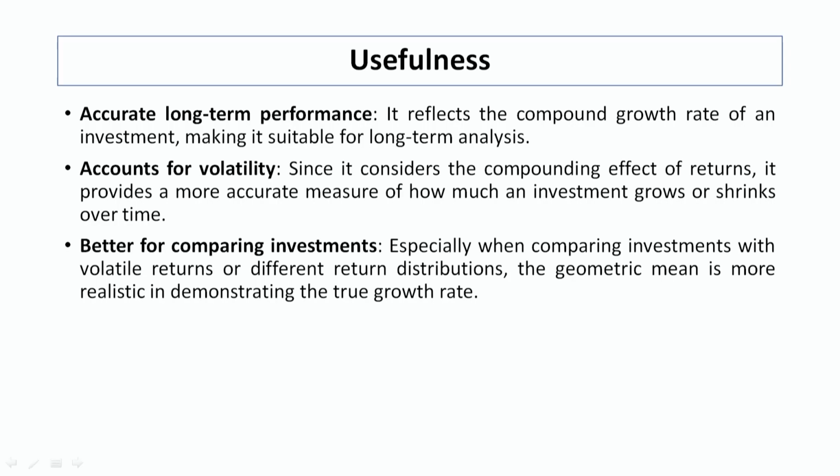Second, it accounts for volatility. Since we are considering the compounding effect, we are also considering the volatility that is associated with that investment. It is better for comparing investments with volatile returns or different return distributions. It is easy for the investor to have a better comparison as compared to arithmetic mean. So, geometric mean is going to give you a more realistic overview of the investment.